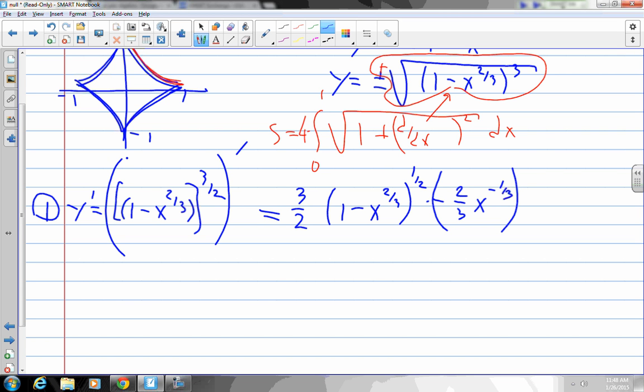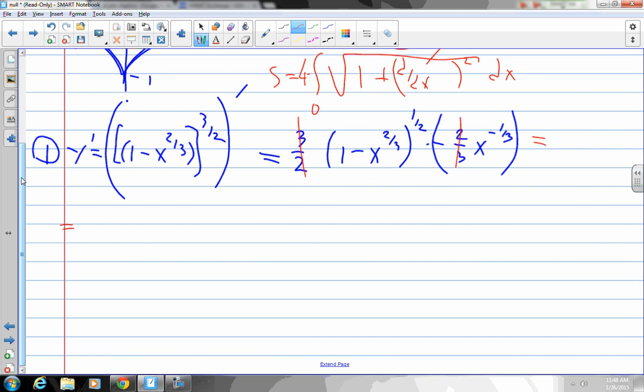Is that okay? So 3/2 will cancel with 2/3, so those two cancel. So we'll end up with negative x to the negative 1/3 times 1 minus x to the 2/3 to the 1/2. So that's the derivative. Calc 1 style, right?